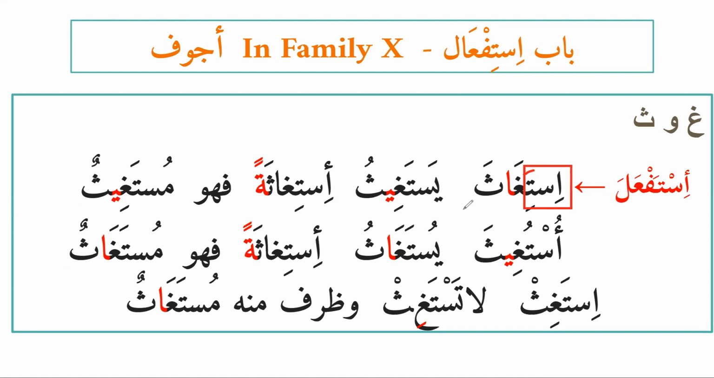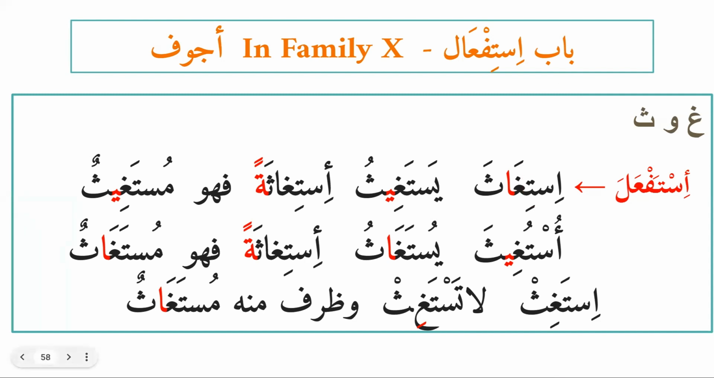Istaf'ala yastaf'ilu istif'alan fahuwa mustaf'ilun. So istaghasa yastaghisu istighasatan fahuwa mustaghisun. The masdar form has kasra, but the past tense has fatha on the ta. Okay. Ustughisa yustaghasu istighasatan fahuwa mustaghasun. So ism maf'ul has alif in place of the vowel, while ism fa'il has ya. Okay. So these are the changes for family 10.